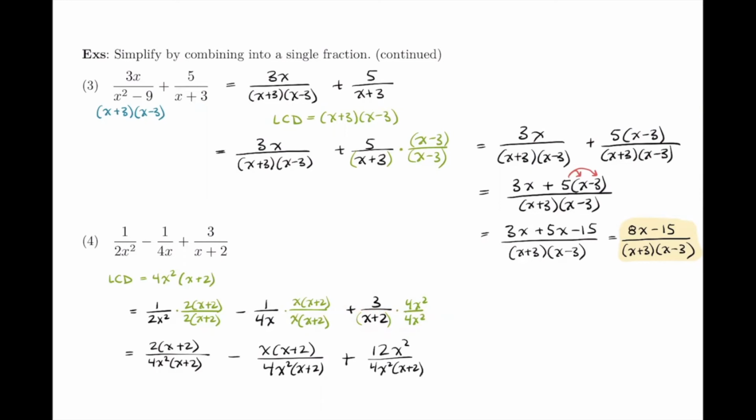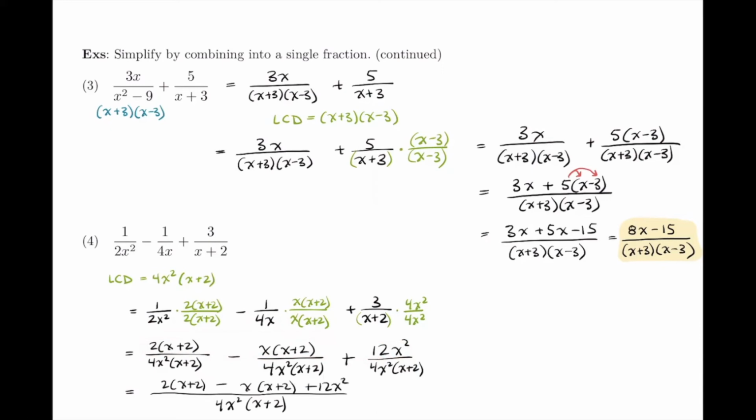Now lastly, we do want to combine these together into a single fraction because that's our goal. This will be one big fraction, with the denominator being the least common denominator. So 4x squared times x plus 2. Then we'll just put all of our numerators together with the appropriate plus or minus between them. So we'll have 2 times x plus 2 minus x times x plus 2 plus 12x squared.